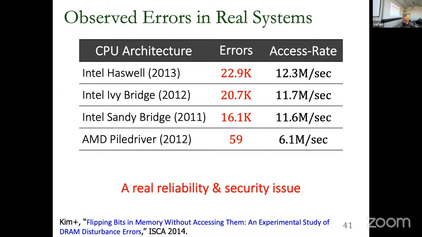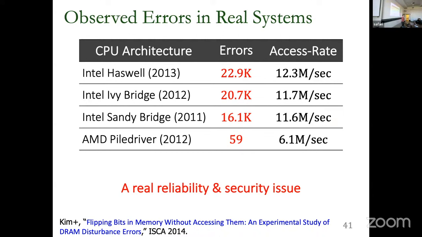I don't remember. But basically, there might be something going on in the memory controller. And we didn't really reverse engineer it completely. Our goal was just to show that there are errors. But there might be something going on in the memory controller that's not enabling us to activate at a higher rate.